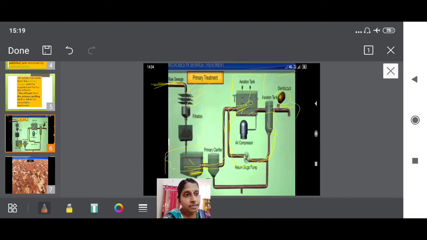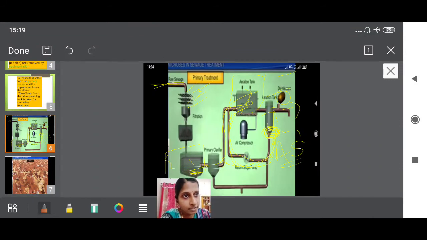And the one which is getting settled down here, we call it activated sludge. What do we call it? Activated sludge. The flocs as well as the organic debris which are getting settled down here, we call it the activated sludge. Some amount of these flocs is collected from here, and where is it given? It is given into the aeration tank, where it acts as an inoculum.